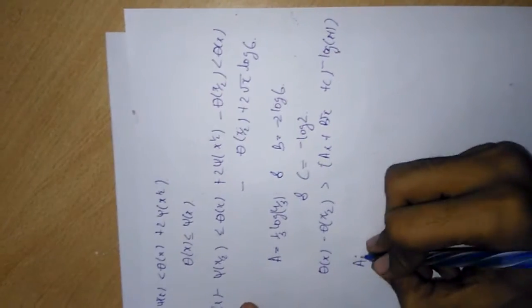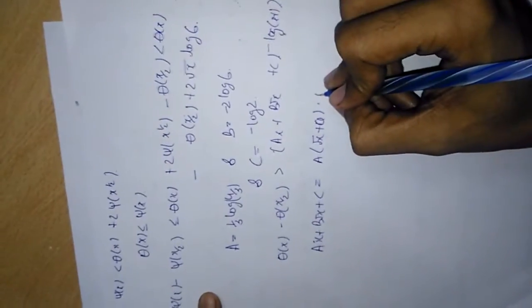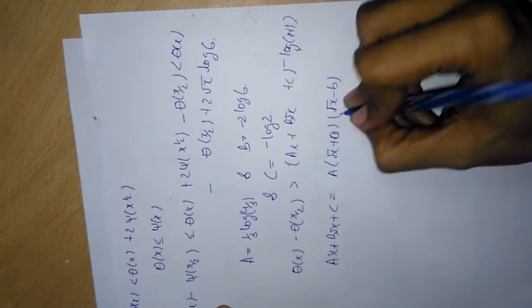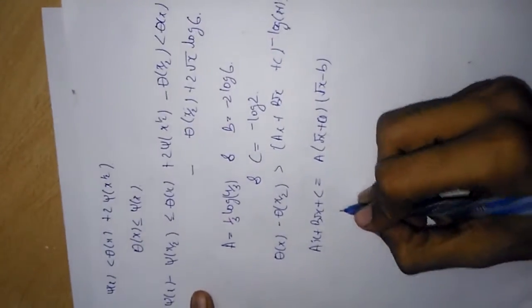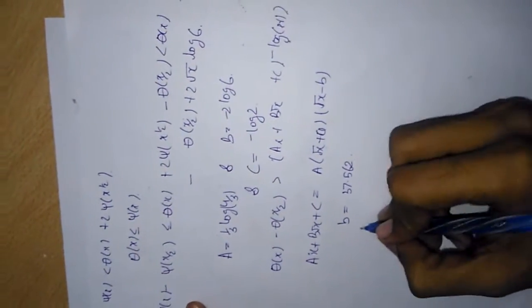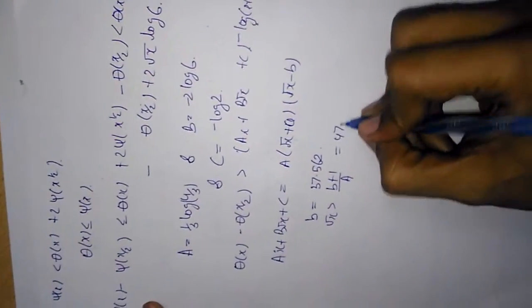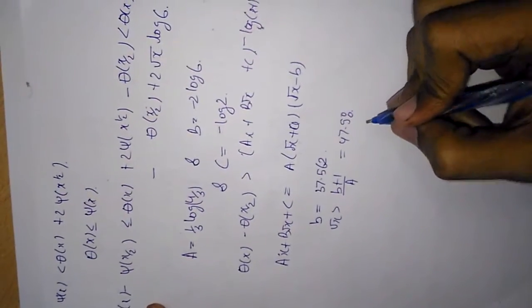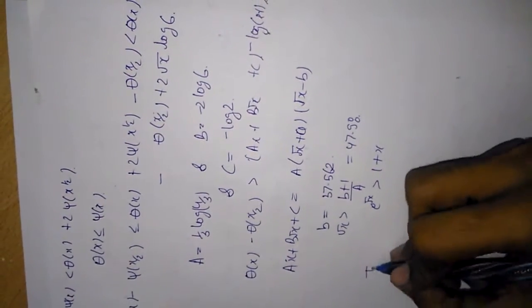We can write ax plus b root x plus c is equal to a root x plus a into root x minus b, with a and b positive and b equal to 37.562. Thus for root x greater than b plus 1 by a equal to 47.98, we need only to check that e to the root x greater than 1 plus x.